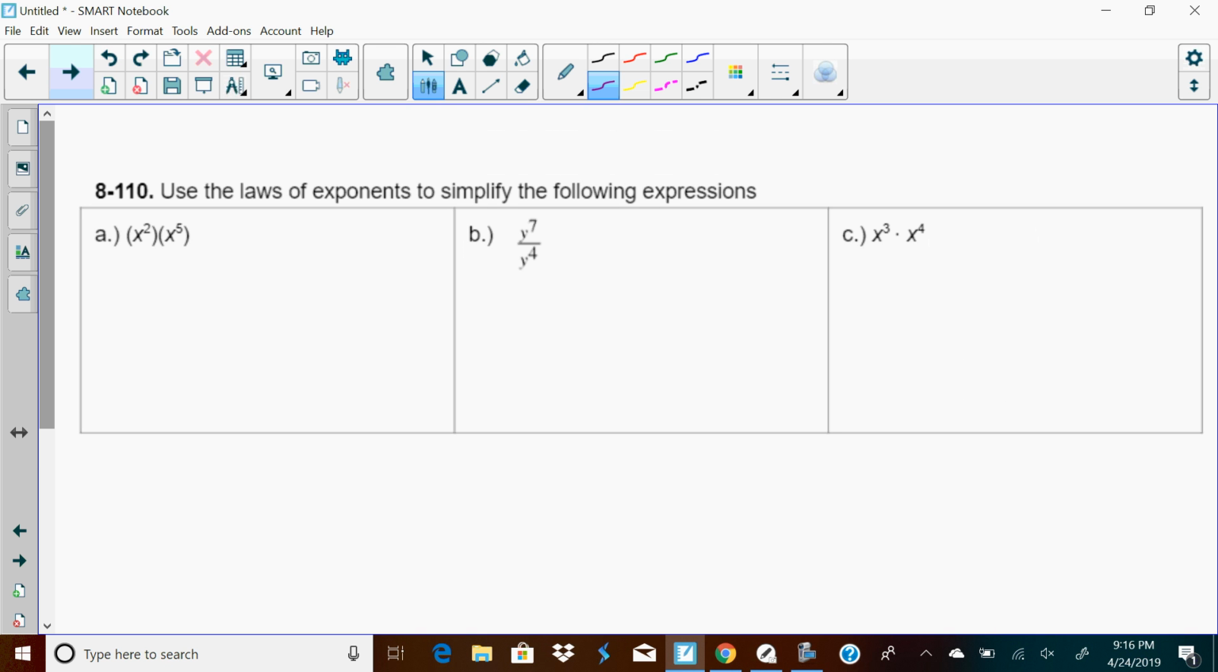So 110, use the laws of exponents. So I can add those together to get x to the 7th, subtract those to get y to the 3rd, and add those to get x to the 7th.